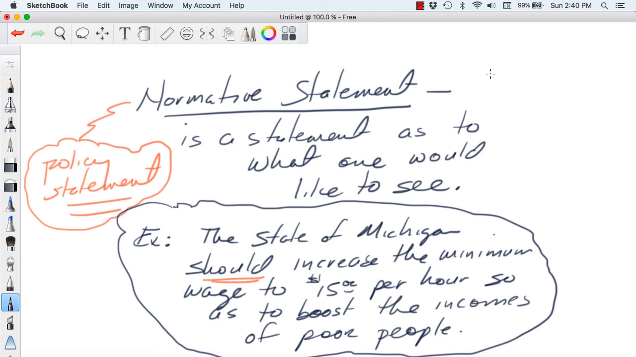Well, I hope you've enjoyed this brief, not as brief as I had originally hoped, but this brief exploration of the science of economics. These are some of the things you need to think about before you delve into microeconomics or macroeconomics.